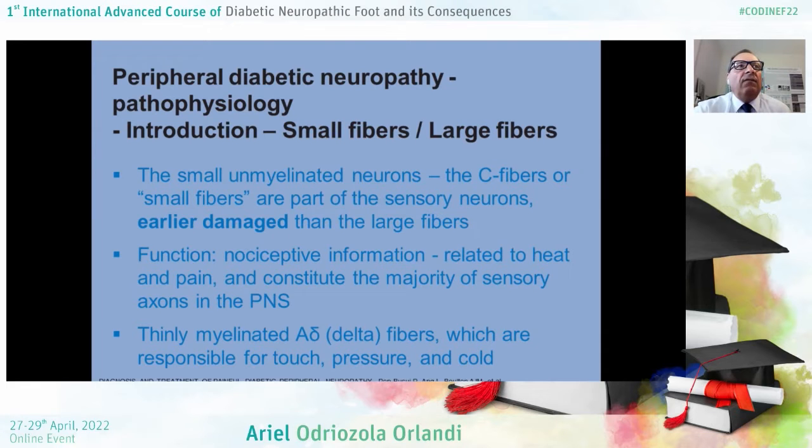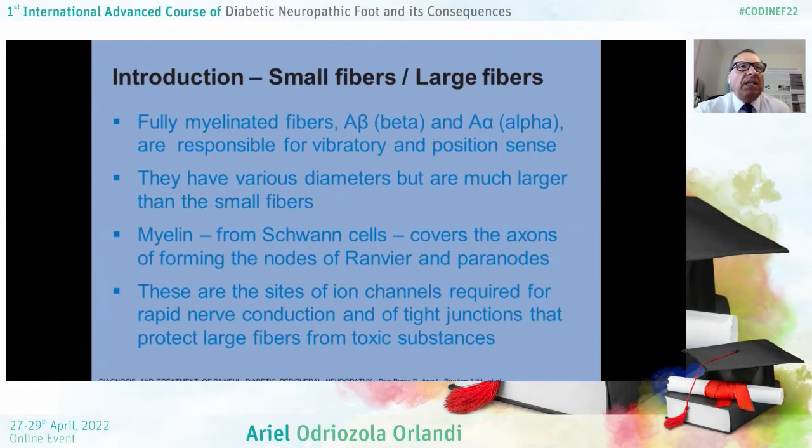The fully myelinated fibers, A beta and A alpha, are responsible for vibratory perception, threshold, and position sense in space. They are much larger than the small fibers, and myelin from Schwann cells forms a protective cover against different toxic substances and accelerates the axonal nerve conduction of neurotransmitters.